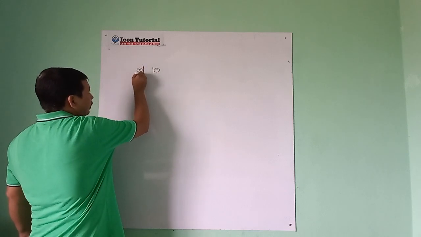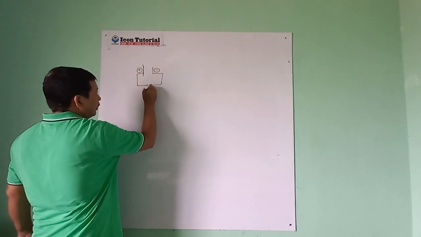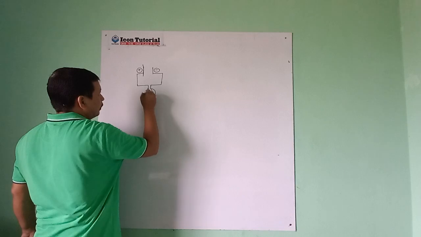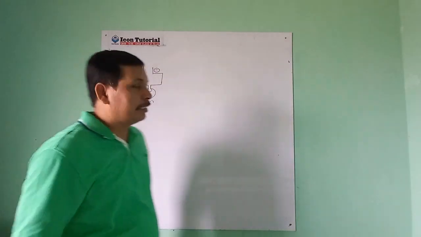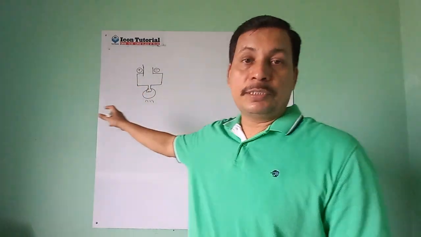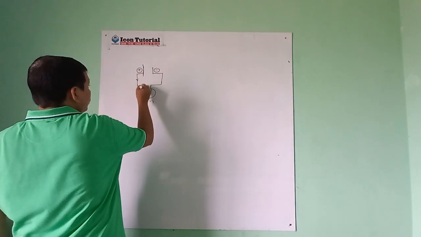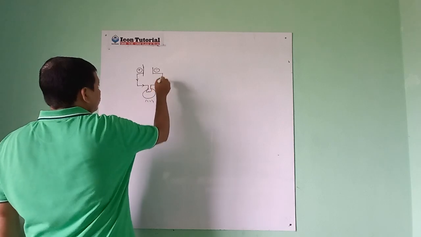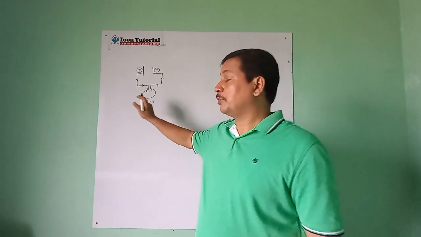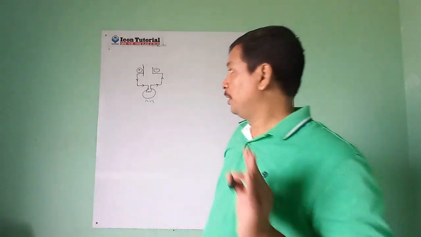When a cell is connected to a bulb, one terminal is negative, one is positive. The cell is there, and the bulb is now glowing. From here the conventional current is flowing. So there is a flow of current, and a magnetic field is produced, and the bulb starts to glow. My main point, very important point.